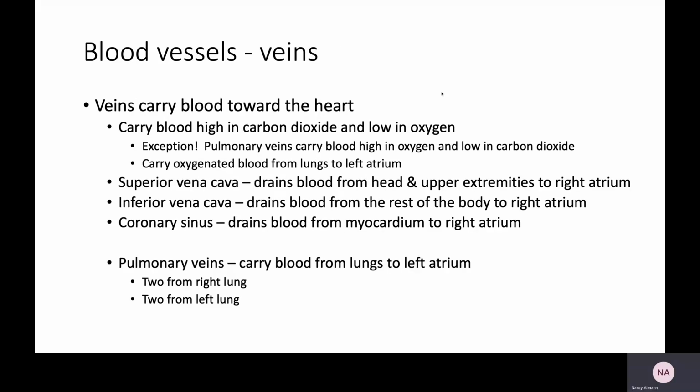Veins carry blood towards the heart, and in general, they are carrying deoxygenated blood, with this exception. The pulmonary veins are carrying blood that is high in oxygen and therefore low in carbon dioxide from the lungs into the left atrium.